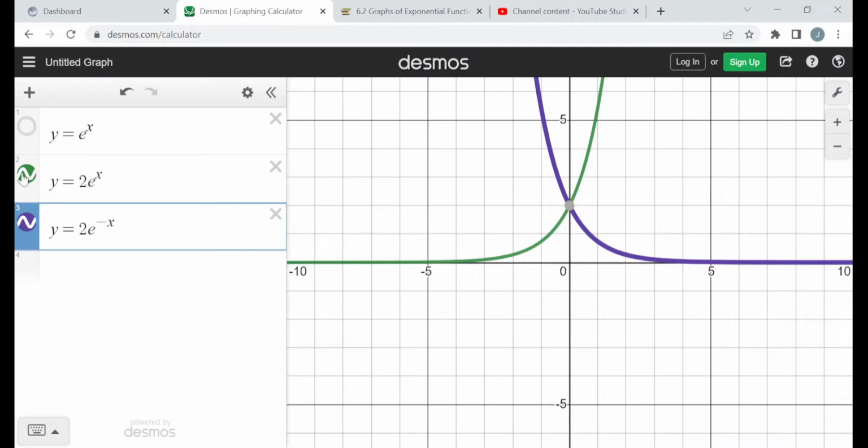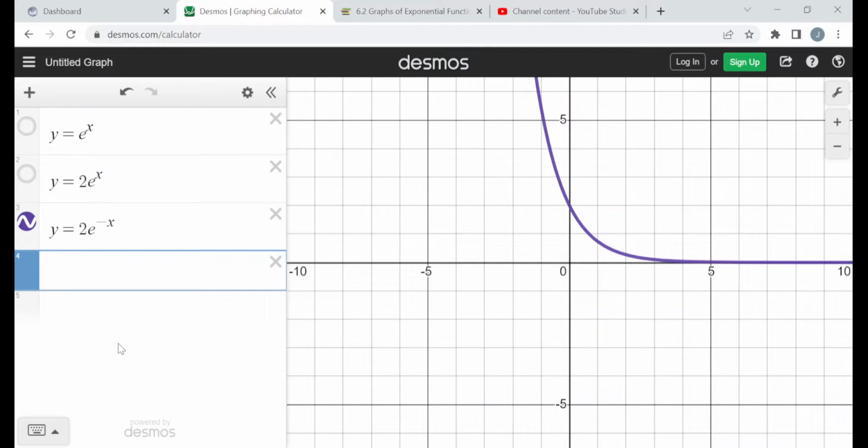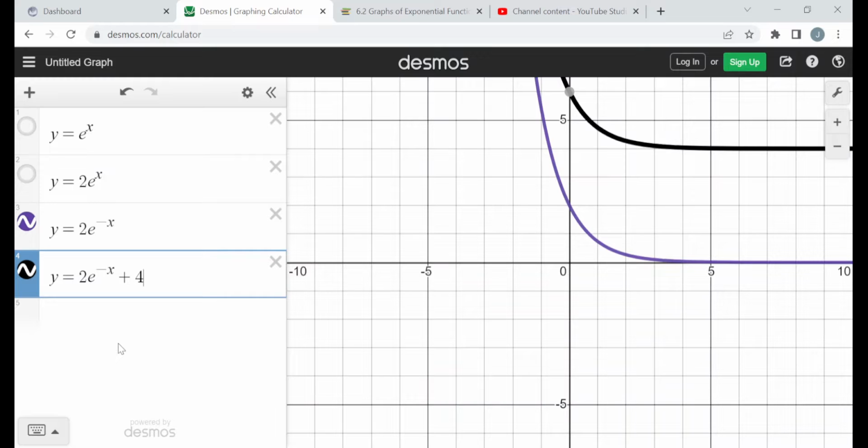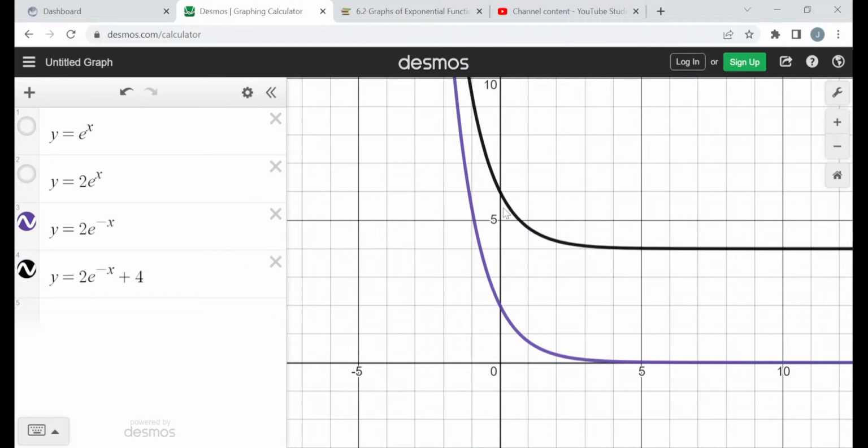So now I turn this off, and then the shift up 4. y equals the previous line, y equals 2 times e to the negative x, and then I added 4. And you see how this black graph up here, or whatever color you're seeing, is just everything on the purple graph moved up 4. So you see this had a y-intercept of (0, 2). This has a y-intercept of (0, 6). Everything got shoved up 4.